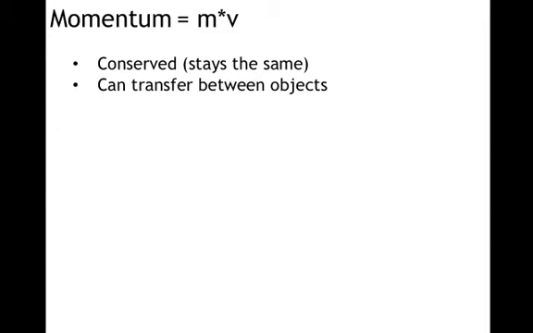Momentum. Momentum is mass times velocity. It can be thought of as how hard it is to stop something. Momentum is always conserved in a system unless something from the outside pushes on it. However, momentum can be transferred from one object to the other in a collision.